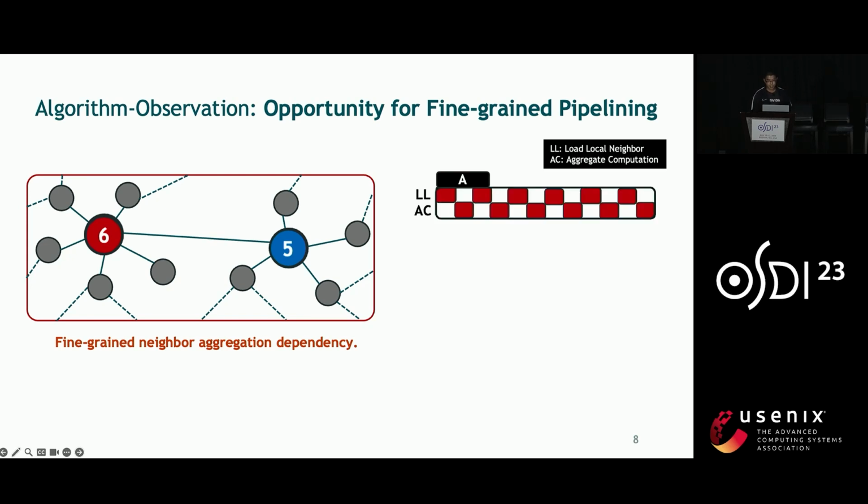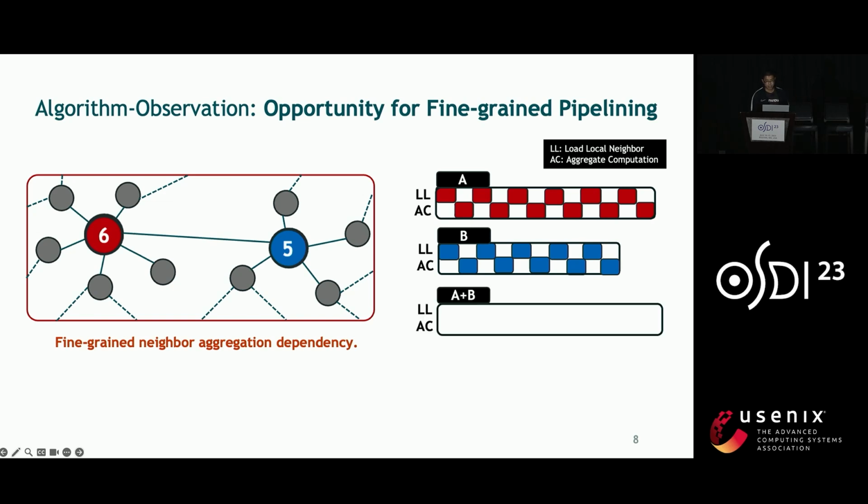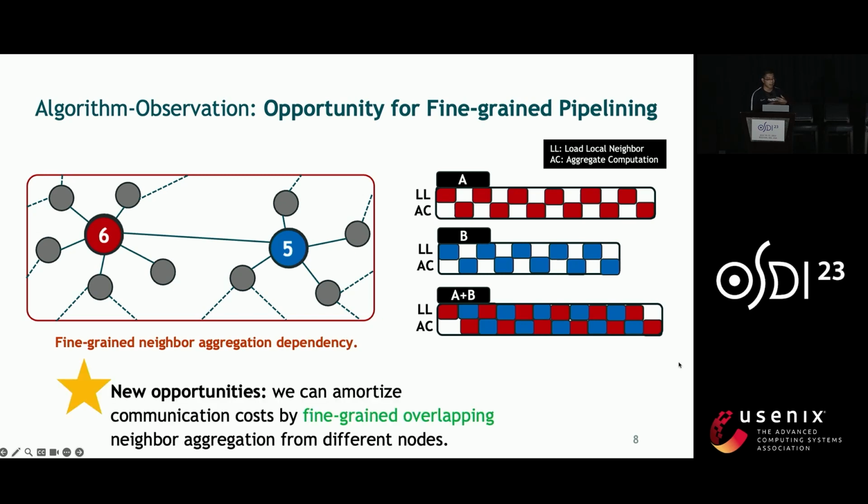We have a node A in terms of its local access and the neighbor aggregation computation. And we also have the node B, which follows similar paradigms. By fine-grained overlapping, we overlap the computation and the memory access from A and B together, such that we can have a more dense execution pipeline. So here, we can amortize the communication cost by fine-grained overlapping of the neighbor aggregation from different nodes.